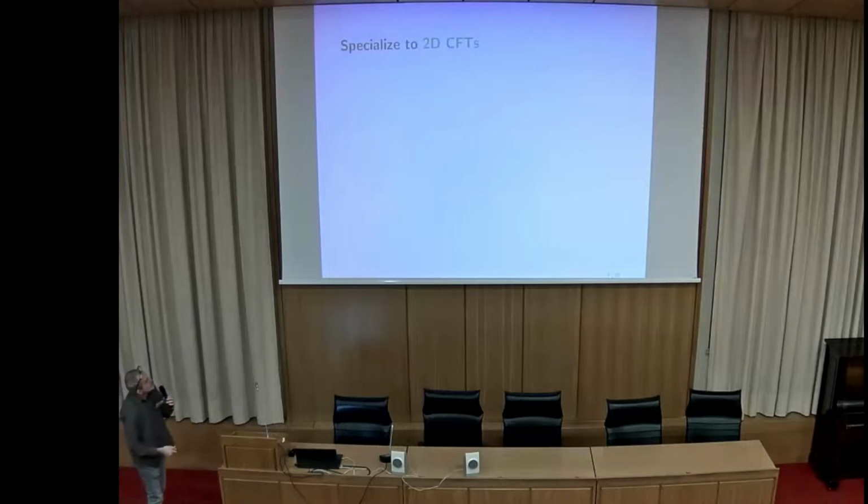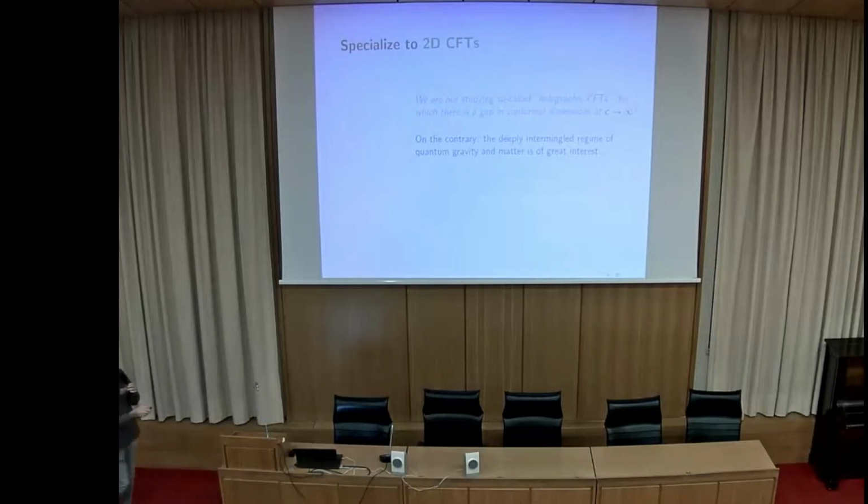So we specialize to 2D CFTs, and just what I said is that in a way it's complementary to Alejandra's talks, because here we are not assuming holographic CFTs, rather really a deeply intermingled regime of quantum gravity and matter, if possible. And the claim which I will try to argue is that we can get insight into some aspects of gravity and matter, even from the simplest Ising model CFT.